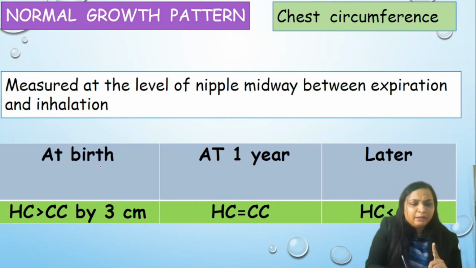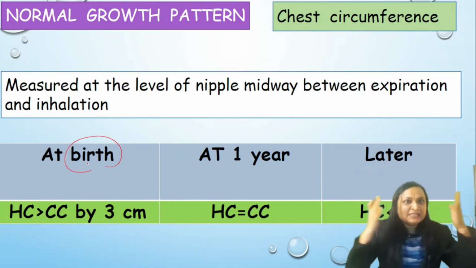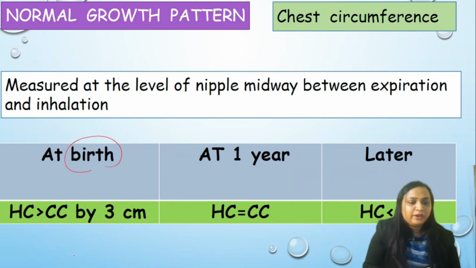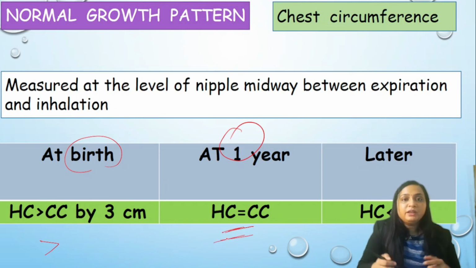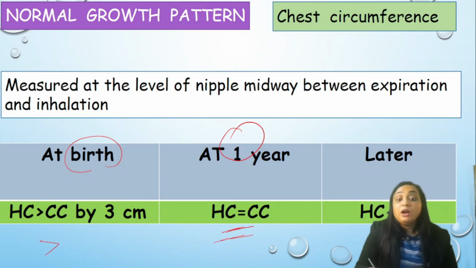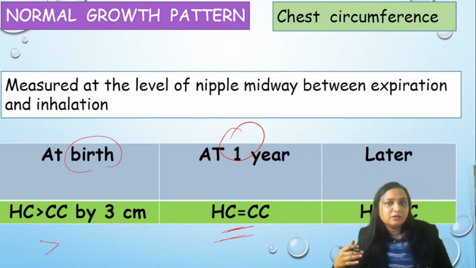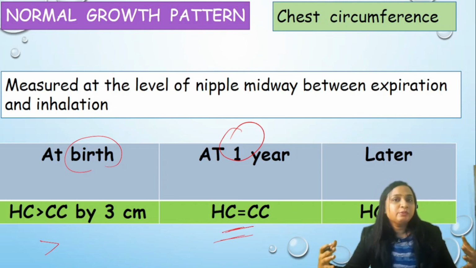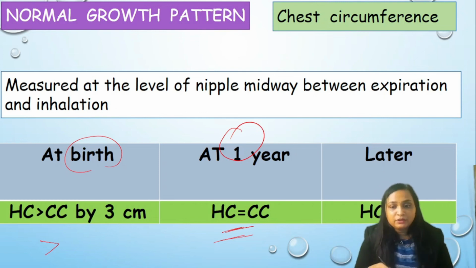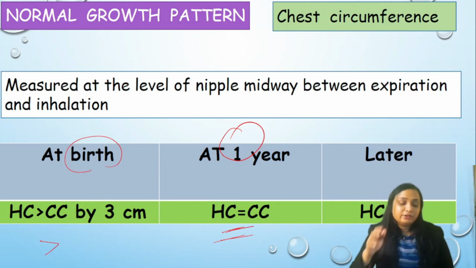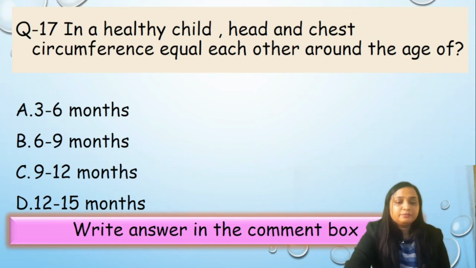One thing, at the time of birth, the HC is bigger than the chest circumference. But at 1 year, both are equal. After 1 year, the HC will be lower than the chest circumference, which means the chest circumference will be bigger. That is the adult proportion. These three things you need to remember.